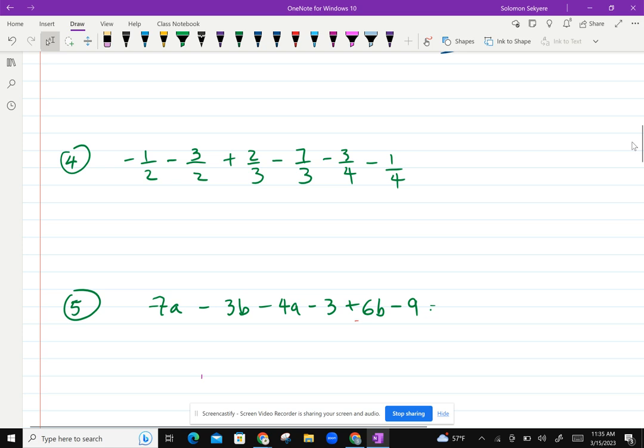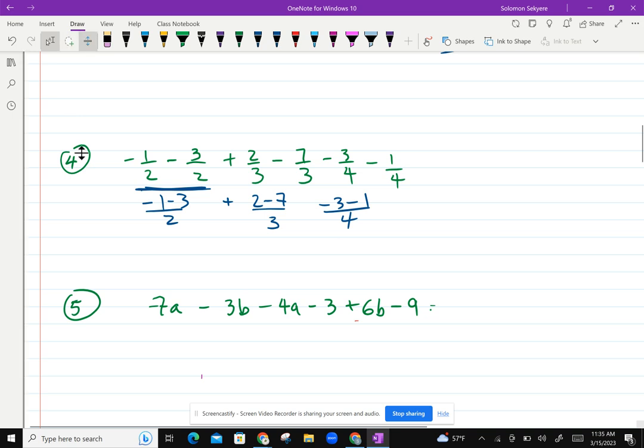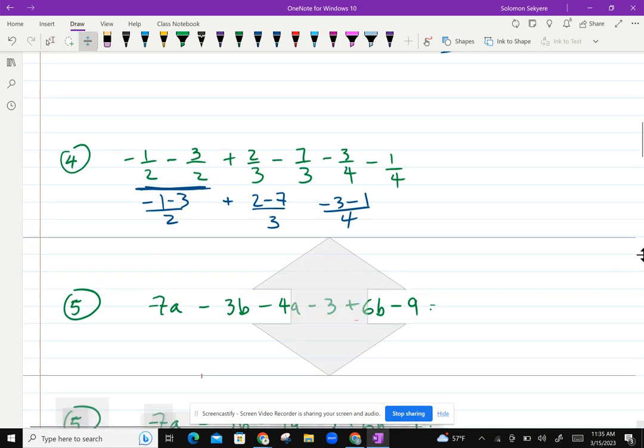Okay, here, this should be really easy. So look at this one here. So the same denominator, right? So all you got to do is just put them together. So it becomes negative 1 minus 3 all over 2. This is plus, this is 2 minus 7 all over 3. And then finally, minus 3, negative 3 minus 1 all over 4. So that's what you need to do, right? And make sure you simplify.